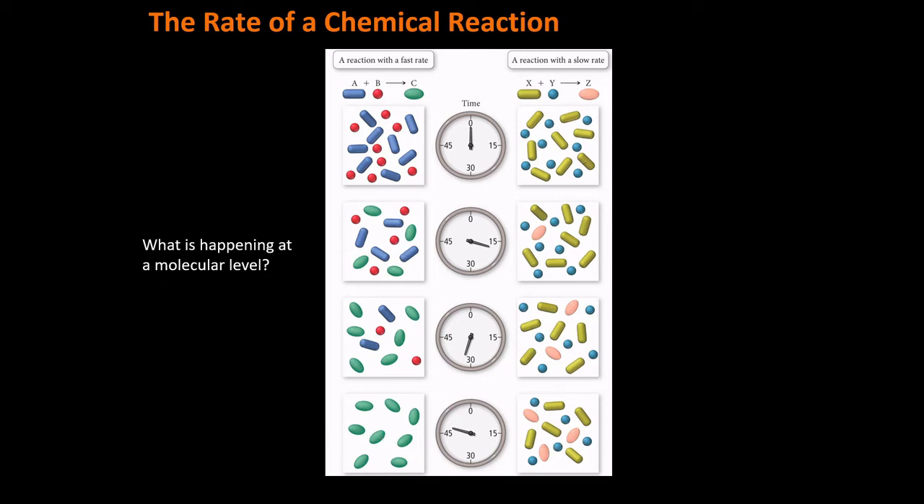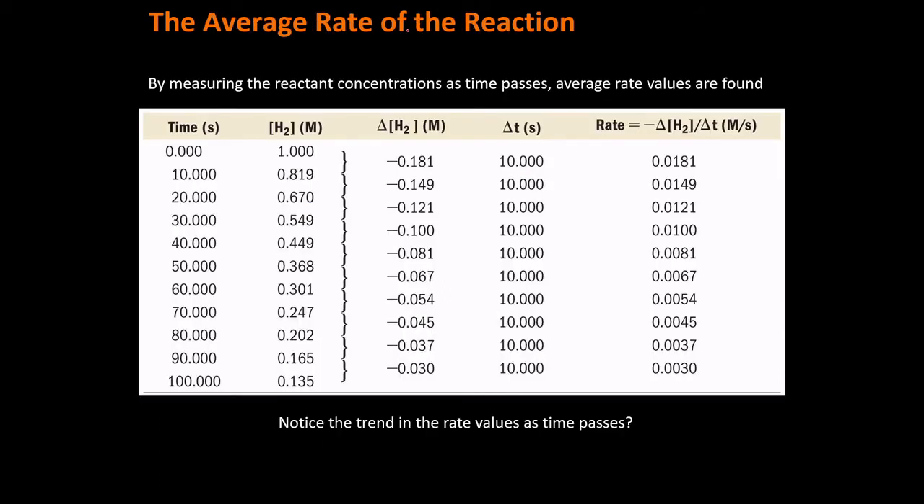But then there's another reaction that has the same overall chemical process happening here. You have two things coming together to make a third thing. And this, after 45 seconds, is still maybe halfway done. So it's much slower. Even though overall it looks pretty much the same in terms of the reaction that's occurring, for reasons that we'll get into later, it is much, much slower than the first reaction.